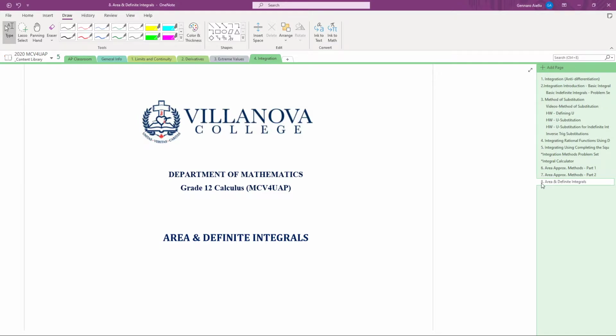So last class, did we finish this? Area approximation methods? I think we had to go through the last 3 examples. 1, 2. Okay.